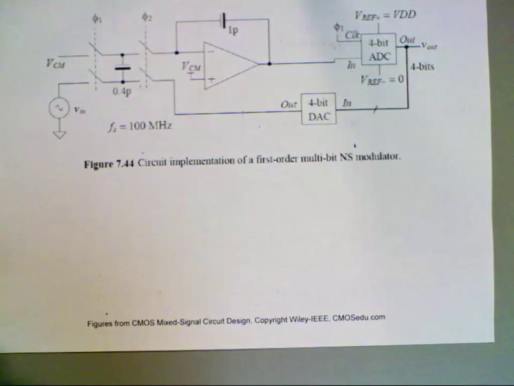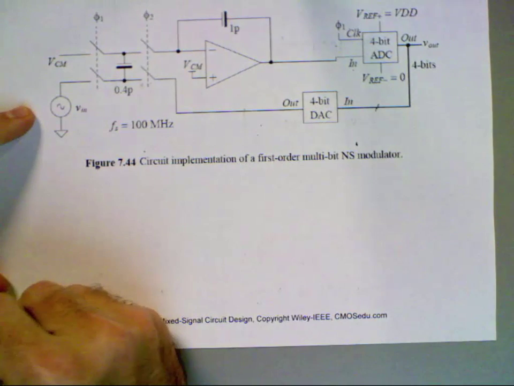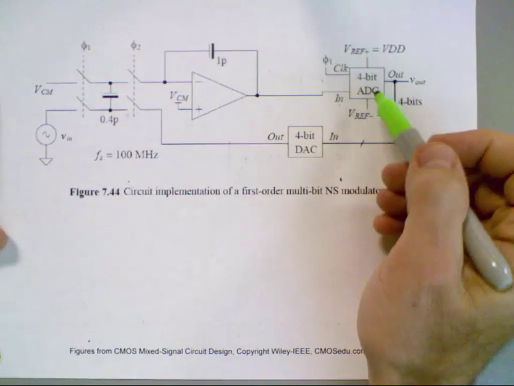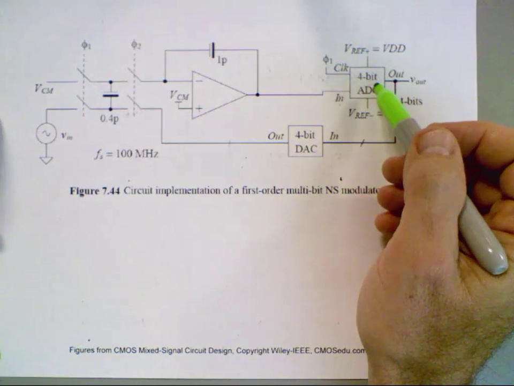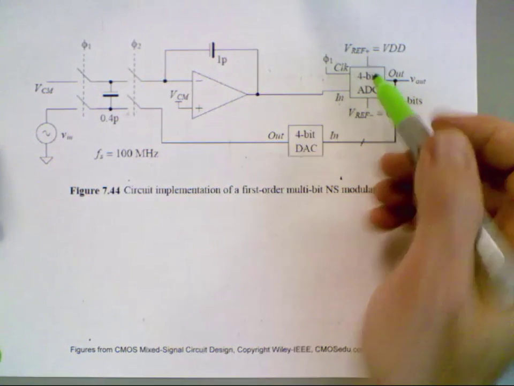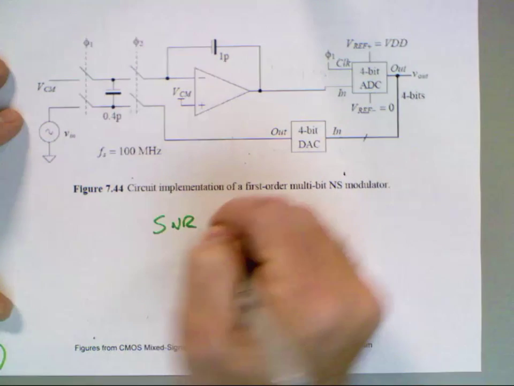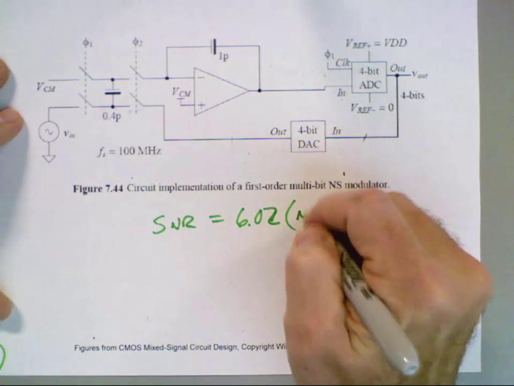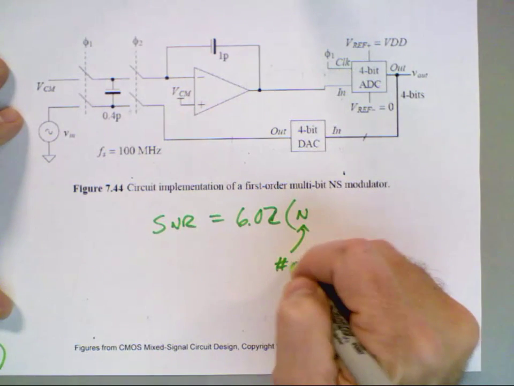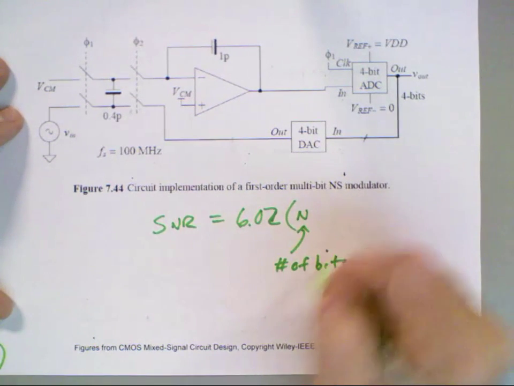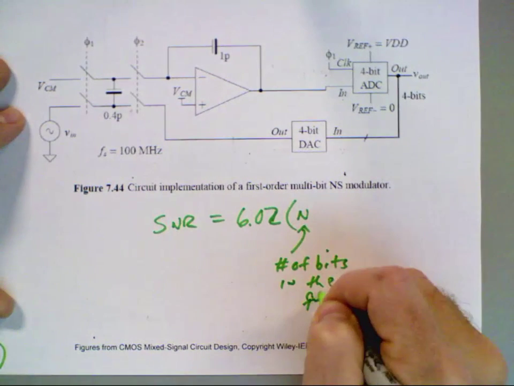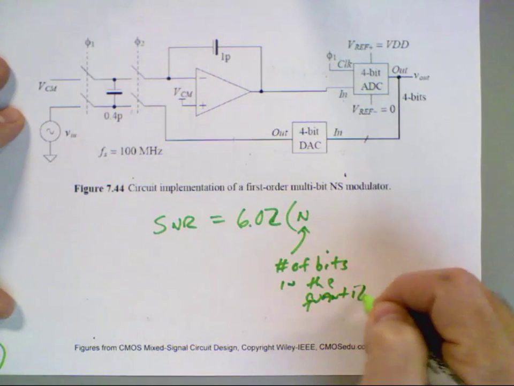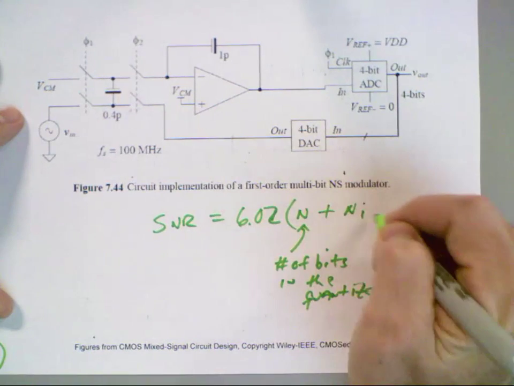All right, so the next thing we're going to cover is multi-bit modulators. You might ask, why can't I replace the quantizer with something other than 1 bit, say 4 bits? Then my SNR is 6.02 times n, where n is the number of bits in the quantizer, plus the increase due to oversampling.